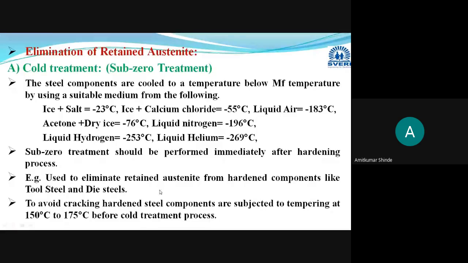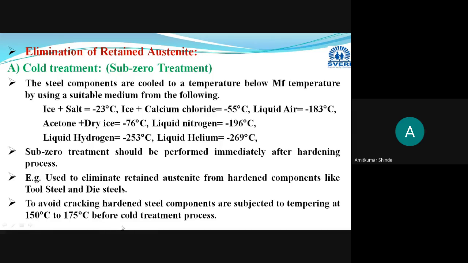Now, whenever you do the cooling after hardening at very low temperature, in the negative temperature zone, sometimes cracking may occur. That's why before performing that cold treatment process, it's the last point which I have added here.